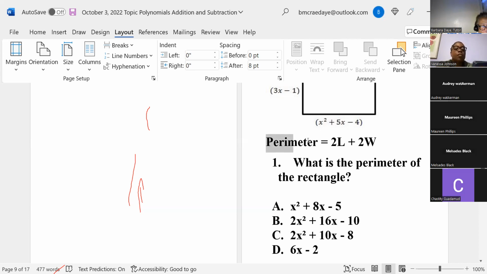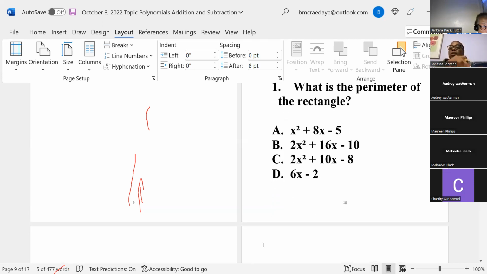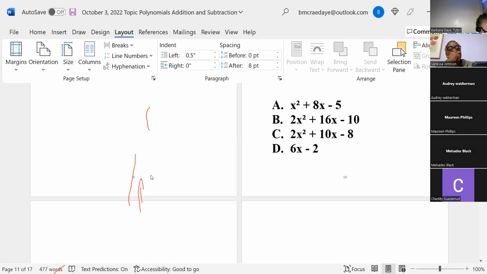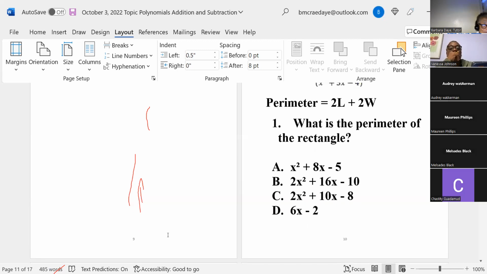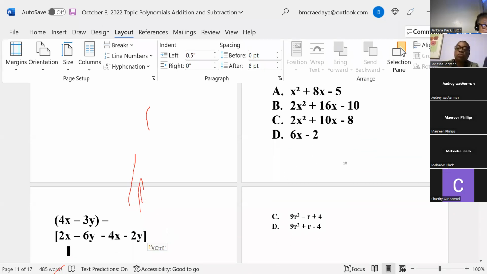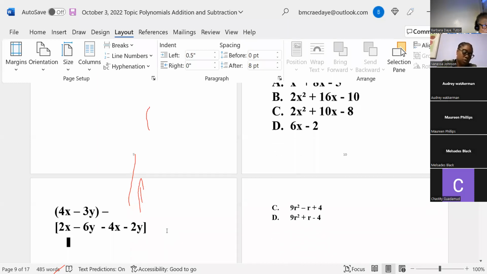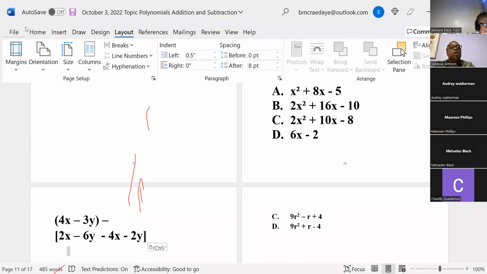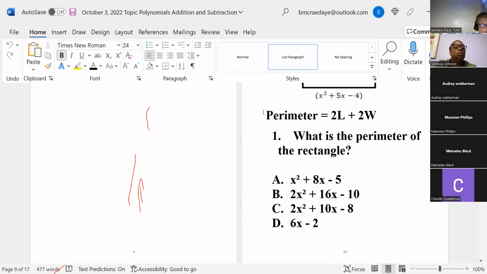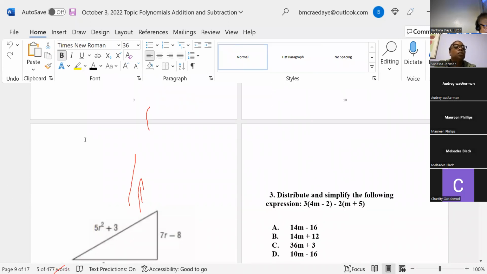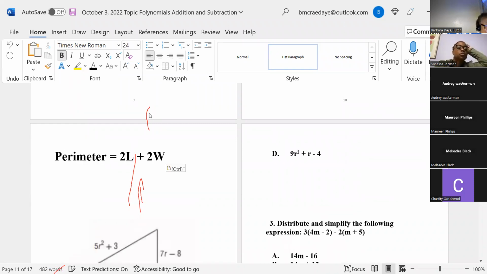Let me just copy this. Everybody get Audrey's answer? Okay, let's see. I want to copy this formula and then substitute. Okay, let's copy the formula. There we go. Perimeter.